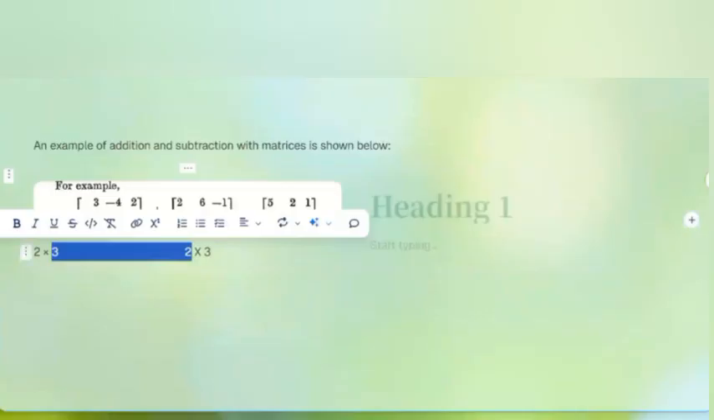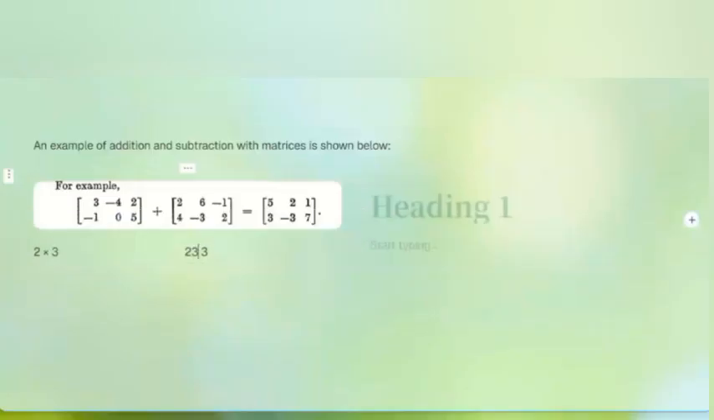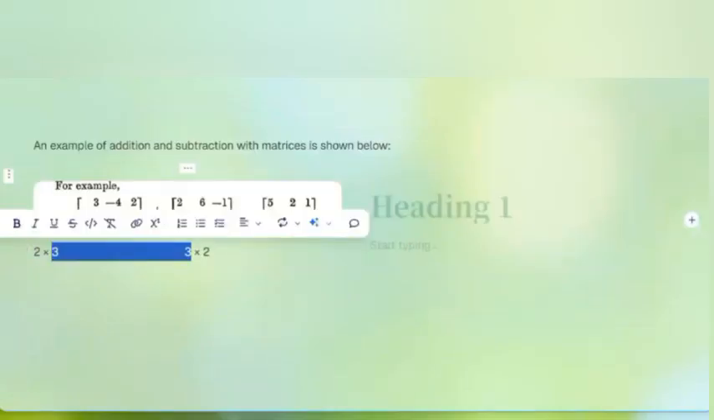Now, if this was a 3 by 2 matrix, you would see that the 3 here matches the 3 here. And now you can go ahead and multiply. And the sweet thing about matrices is that you can even know your output beforehand. Since this 3 and 3 match, you know that the output, your product matrix, is going to be what? A 2 by 2 matrix.